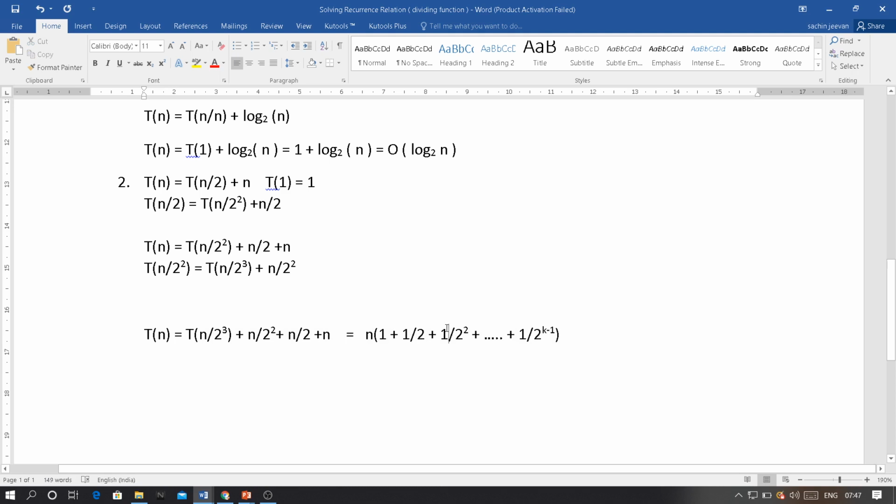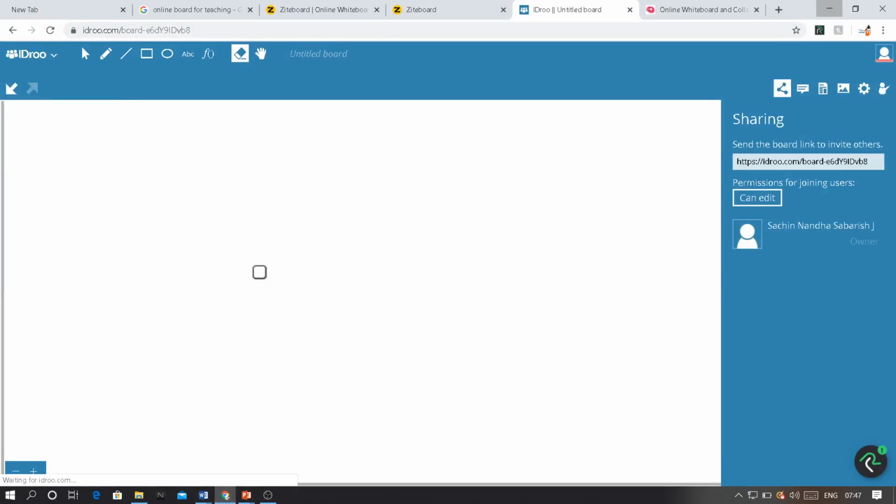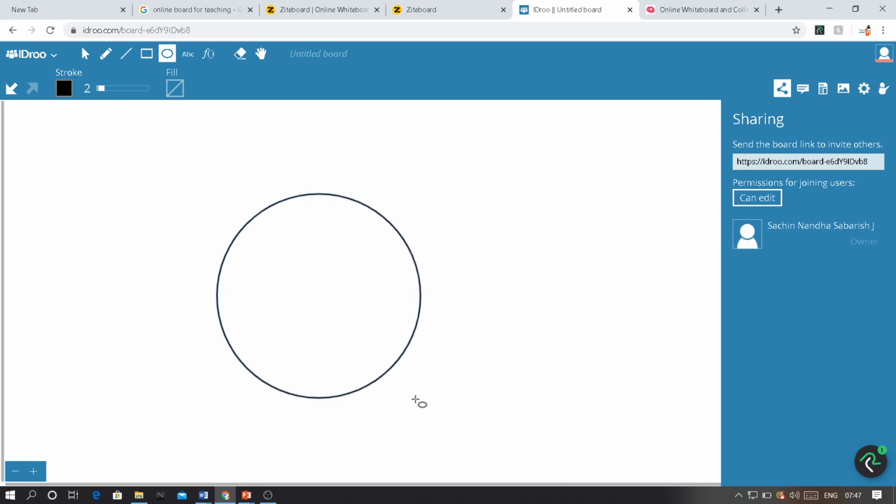How am I telling that this can be taken as generally 1? I'll tell you. See, I'm not including 1; except 1, this 1 by 2, 1 by 2 square up to 1 by 2 power k minus 1 can be generally taken as 1. How? For example, I'll show you with a circle. We have taken a circle. This is equal to one circle. The entire part is called 1.